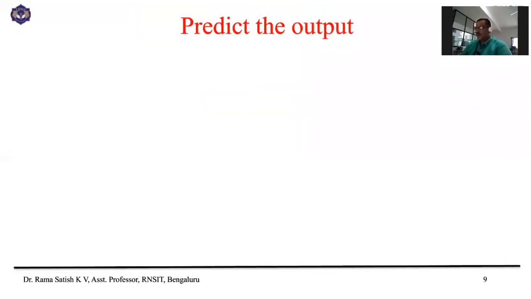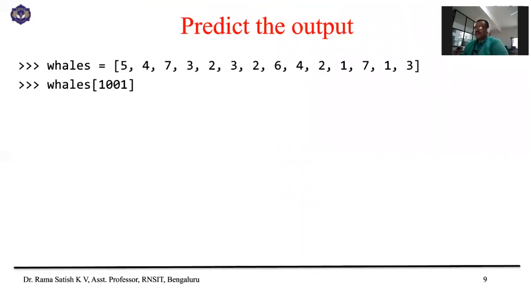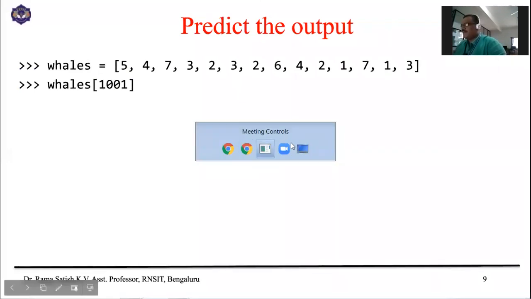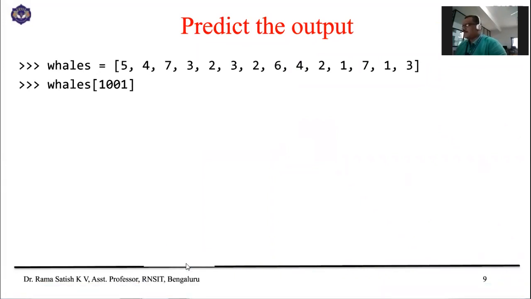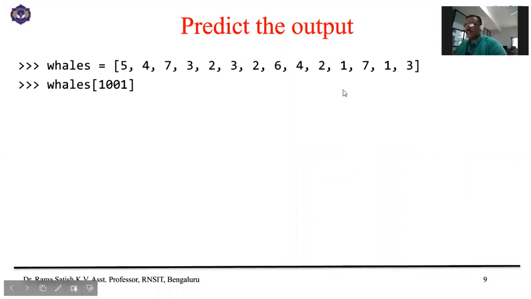Next, I want you to predict the output. I want everybody to type your answer in the chat box. So Wales is equal to something I have given. Wales of 1001. What will be the answer? Please type in your answer in the chat box. I want to see everybody's answer. What will be the output of this?